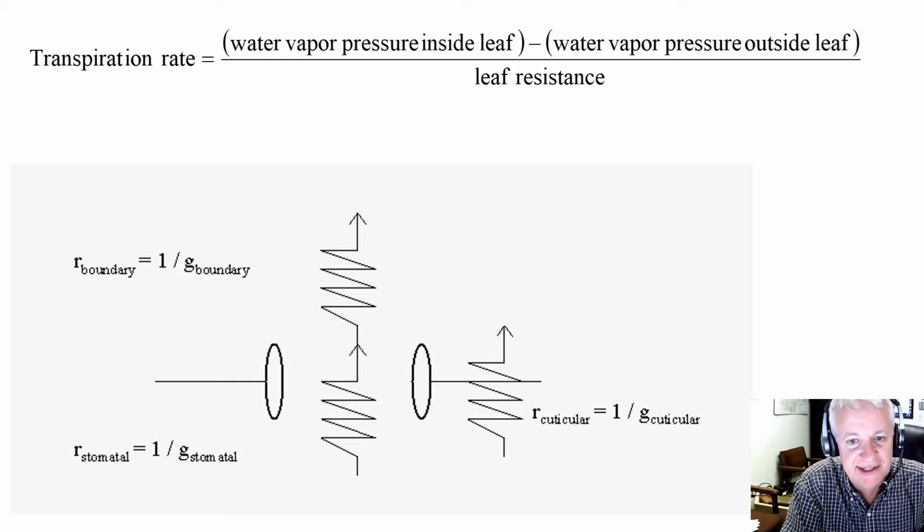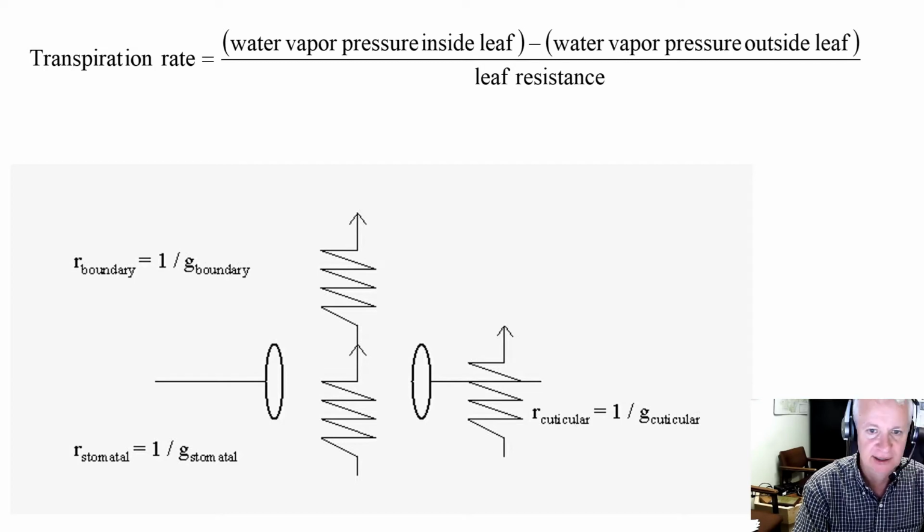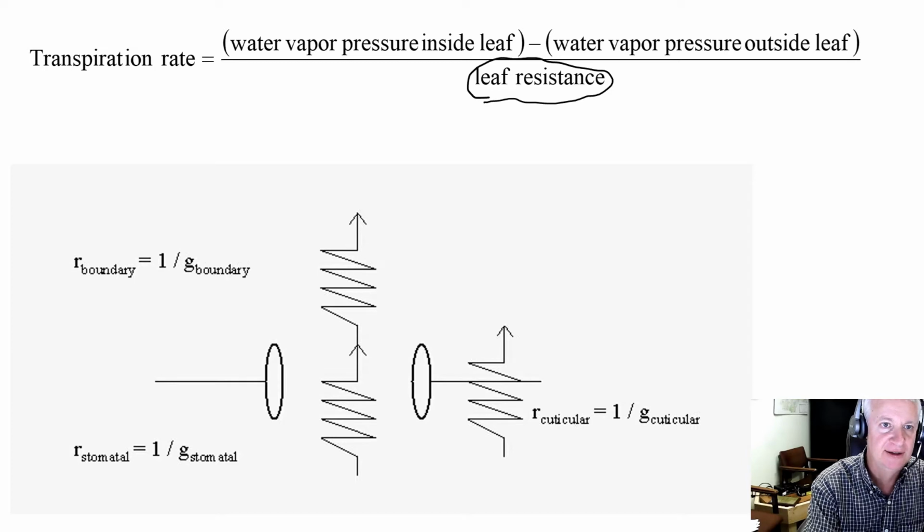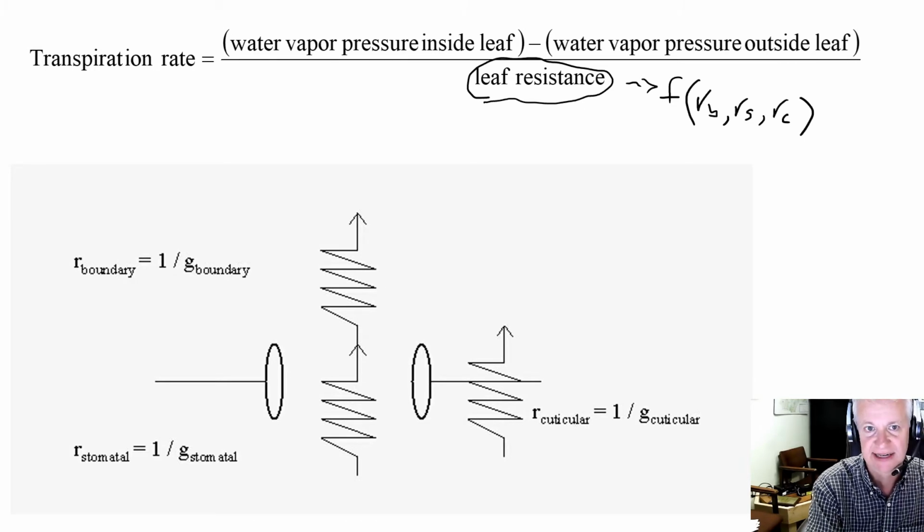This is a little addendum to the leaf level control of transpiration material, to get into the weeds a little bit regarding the mathematical relationship among the different resistances, the component resistances that make up the leaf resistance term. If you recall, I mentioned earlier that the leaf resistance term is a function, and I used that word on purpose, a function of the boundary layer resistance, the stomatal resistance, and the cuticular resistance that show up on this diagram.